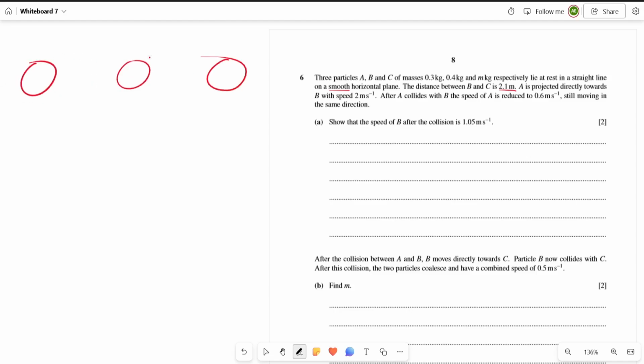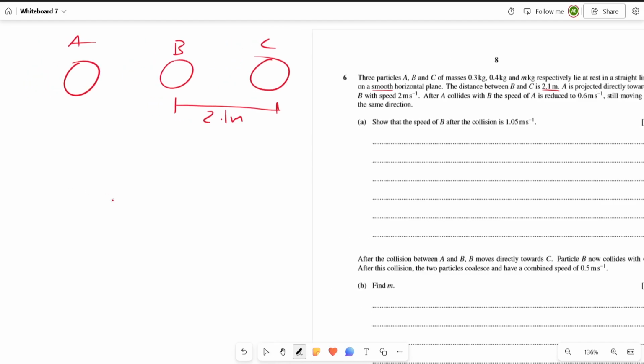It says that we have 3 particles, A, B, and C. The distance between B and C is 2.1 meters. B and C are still, and A is projected directly towards B with a speed of 2 meters per second. So let's do our momentum collisions thing. What I like to do is draw my 2 particles, because in momentum you'll always have 2 particles colliding together. So I'm going to draw the 2 particles. Here the collision is going to happen between A and B.